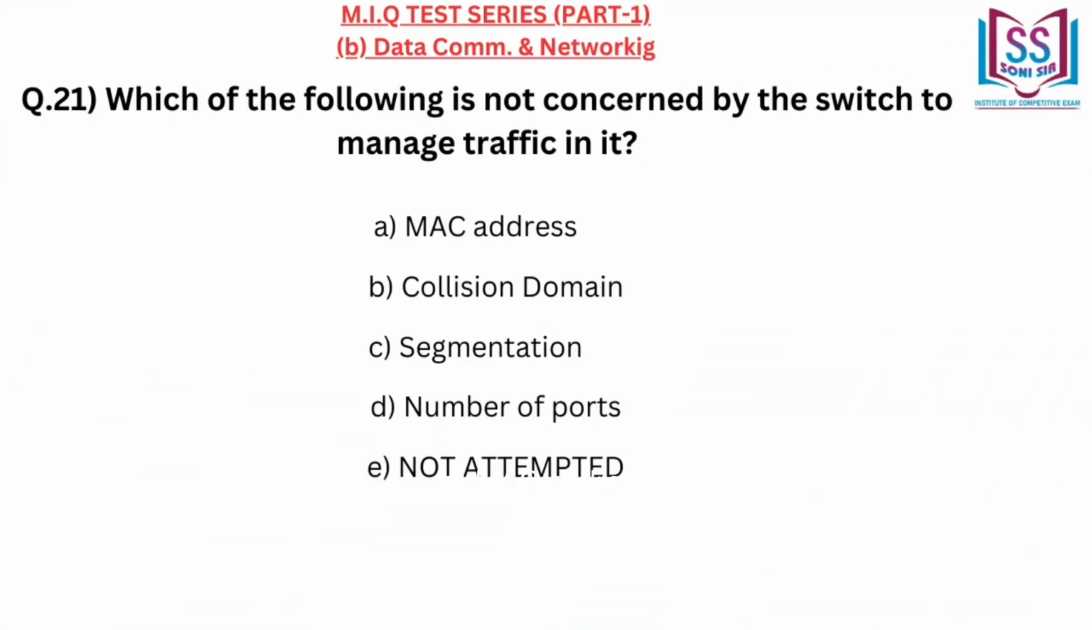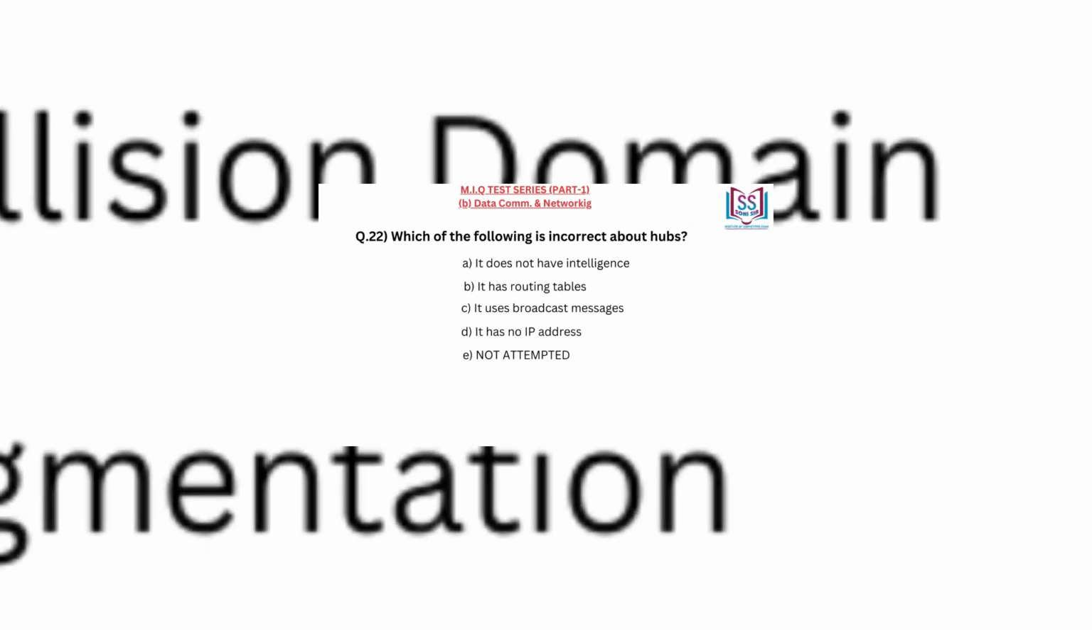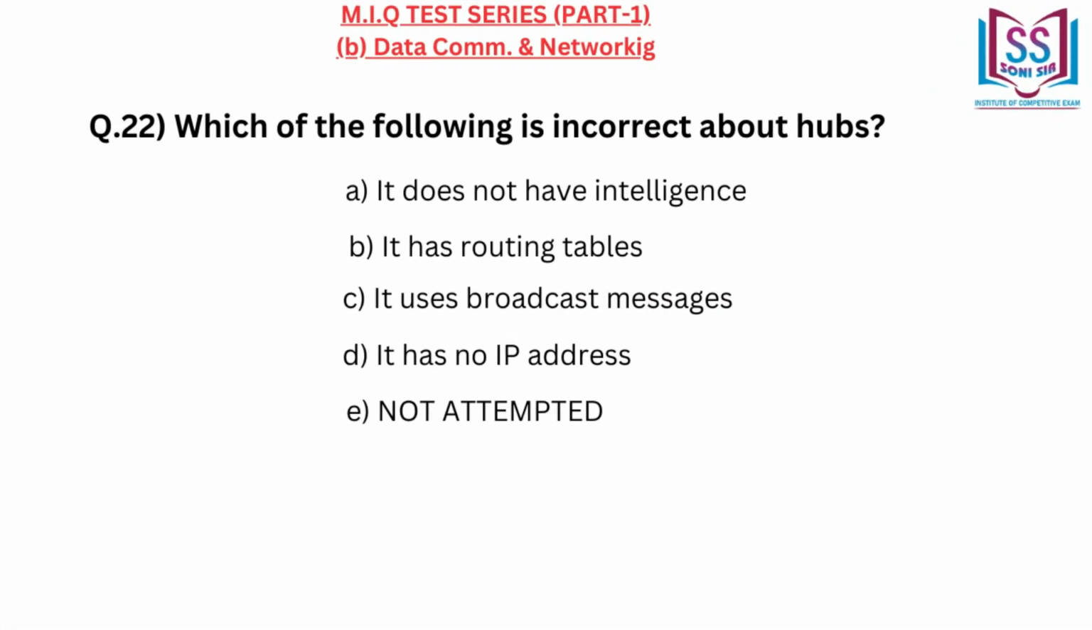Which of the following is not concerned by the switch to manage traffic in it? A. MAC address. B. Collision domain. C. Segmentation. D. Number of ports. Which of the following is incorrect about hubs? A. It does not have intelligence. B. It has routing tables. C. It uses broadcast messages. D. It has no IP address.